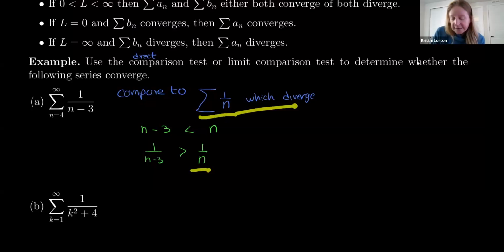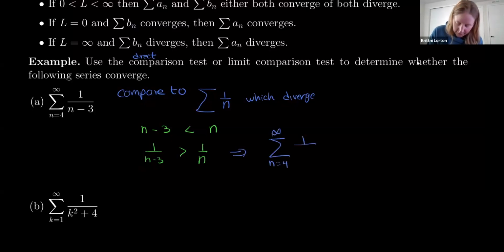And the sum of 1 over n diverged, so bigger than divergent, the direct comparison tells me is also divergent. So therefore, the sum from n equals 4 to infinity of 1 over n minus 3 diverges by the direct comparison test. Ta-da! Let's do another.